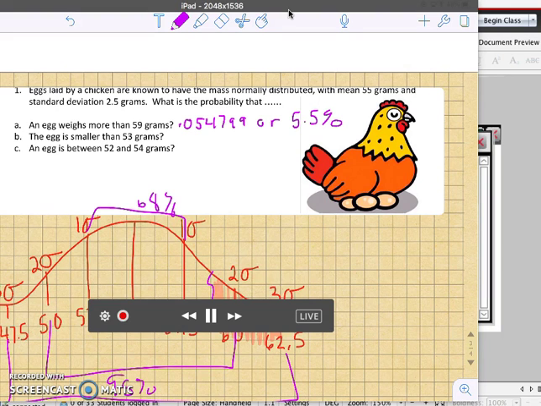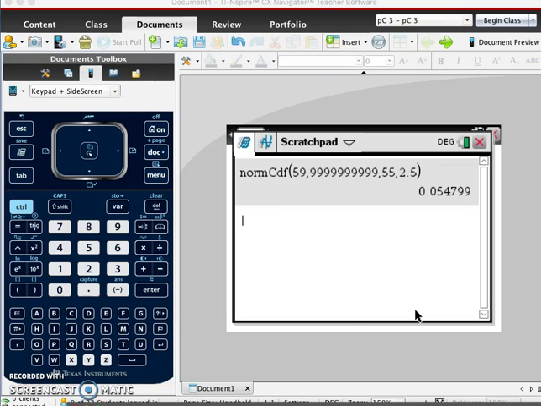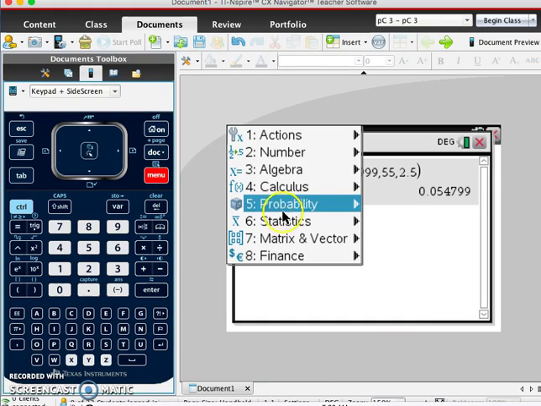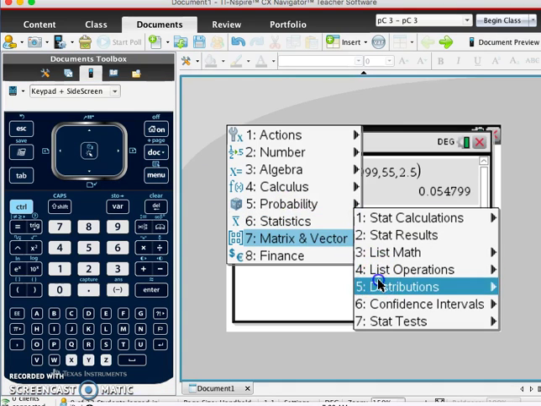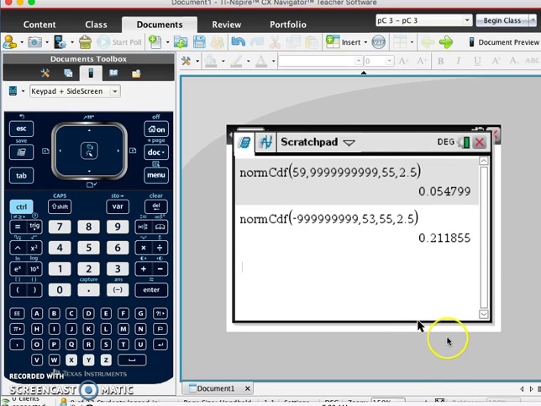So the next one, the egg is smaller than 53 grams. So we can go back to our calculator again, menu, stats, distribution, normal CDF, and we want it smaller than 53. So 53 is our upper bound, and we've got to put a really small number in here, so I'm just going to go negative 9999999. Our average, again, was 55, and our standard deviation was 2.5. So we get 0.212.